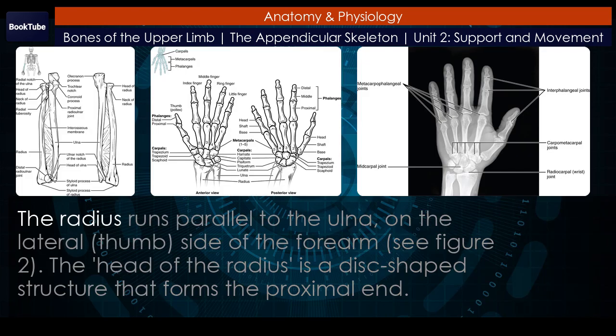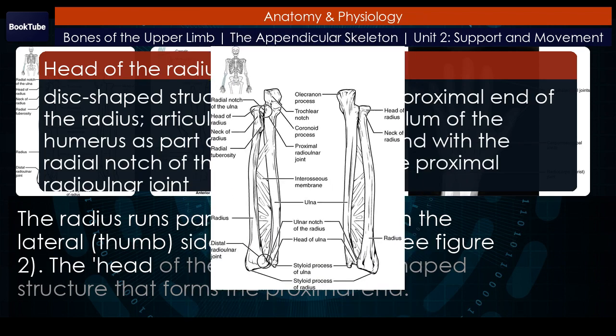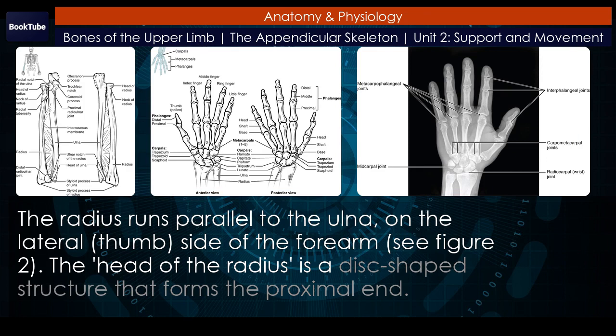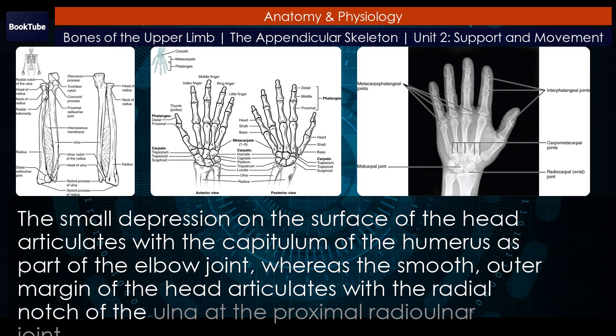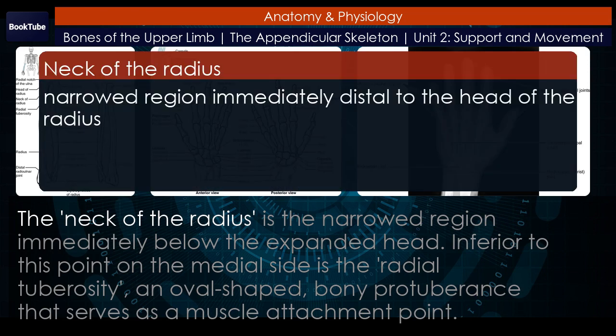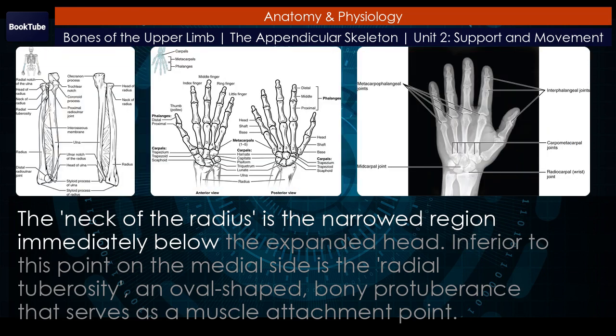Radius. The radius runs parallel to the ulna on the lateral, thumb, side of the forearm, see Figure 2. The head of the radius is a disc-shaped structure that forms the proximal end. The small depression on the surface of the head articulates with the capitulum of the humerus as part of the elbow joint, whereas the smooth, outer margin of the head articulates with the radial notch of the ulna at the proximal radio-ulnar joint. The neck of the radius is the narrowed region immediately below the expanded head.